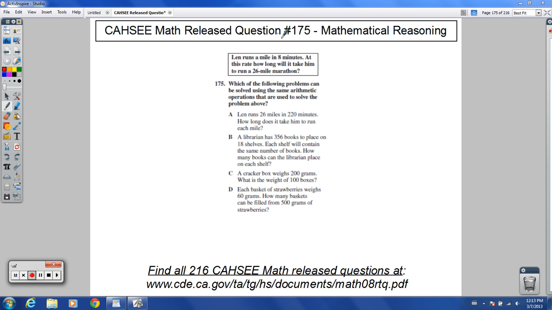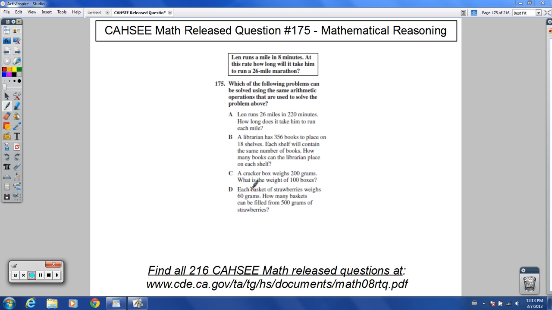This is release question 175 for CAHSEE Math. It says that Len runs a mile in 8 minutes. At this rate, how long will it take him to run a 26-mile marathon? Okay, so we could figure out the answer to that question pretty easily. We would take 8 times 26, but let's see what we actually have to do.